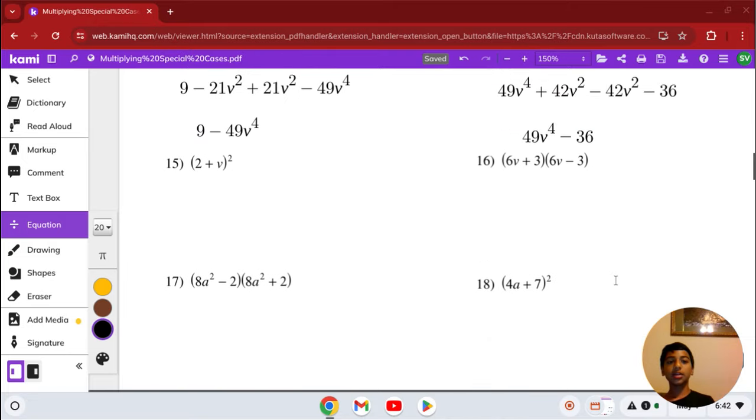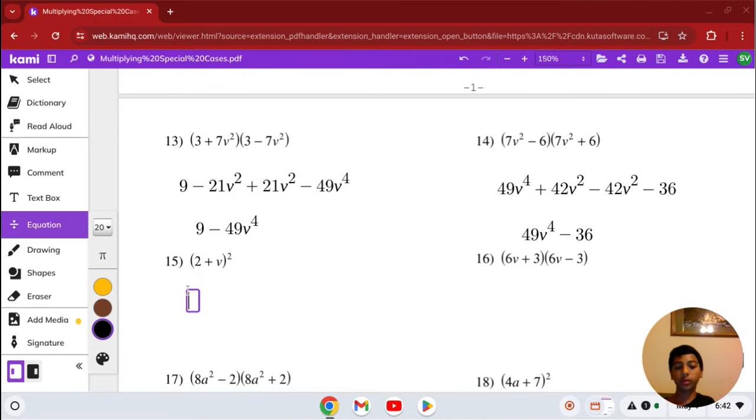And number 15, we have (2 plus v) squared. Let's use the formula a squared plus 2ab plus b squared. So a squared is 4, plus 2ab, which is 2 times v times 2, which is 4v, plus b squared is v squared. That is our solution, number 15. Or you can also rearrange this so it becomes v squared plus 4v plus 4. It's still the same thing, and it will still be (v plus 2) squared, which if you factor that.